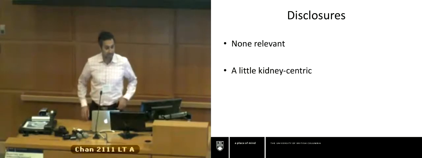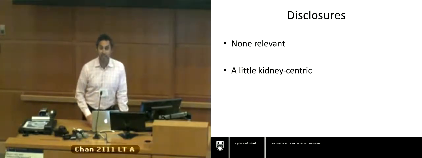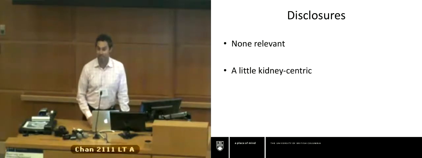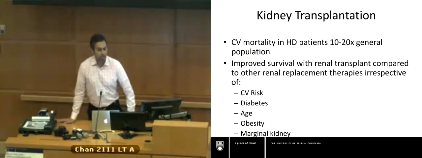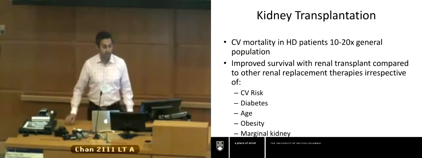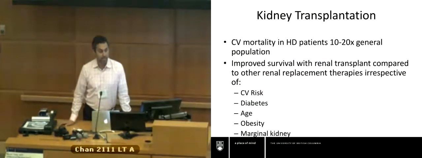No disclosures. This talk will be a little bit kidney-centric because, like everything else in transplantation, a lot of our data comes from the kidney transplant population, given the volume of transplants that you guys do. So when it comes to kidney transplantation, we know that cardiovascular mortality in hemodialysis patients before patients get their transplant is estimated to be 10 to 20 times higher than the general population. I mean, that is a staggering number.